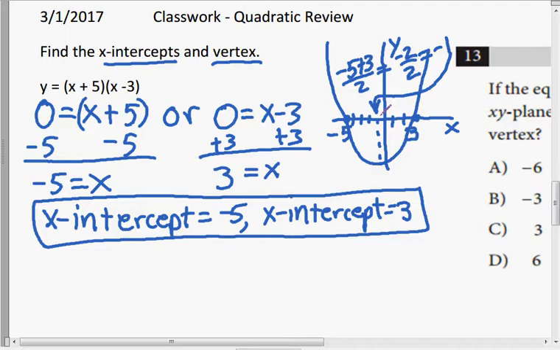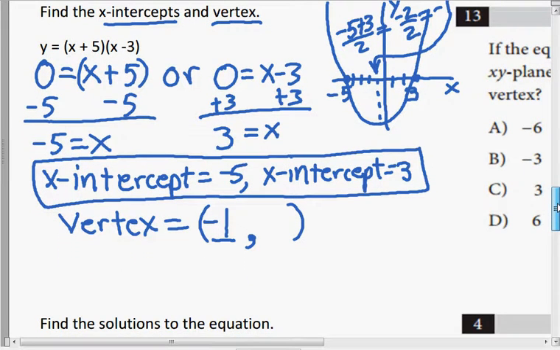So I can start off by saying my vertex equals, with the vertex, we give the vertex like this, where we have the x value and the y value. X value goes here, y value goes here. I can put my negative 1 here. From the x-intercepts, I find the x value of my vertex. I have to do a little work now to find the y value of the vertex, but I have an equation that tells me how to calculate y if I know x.